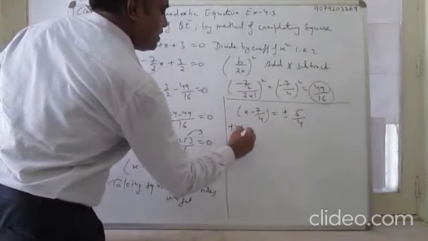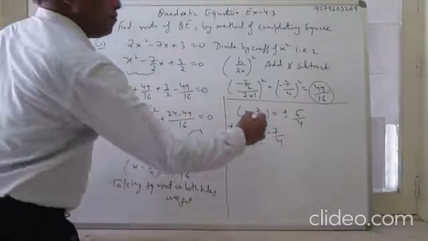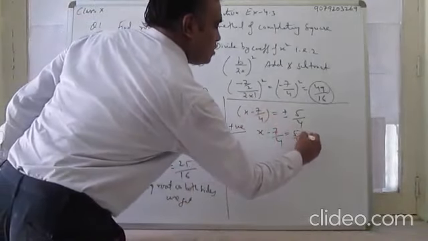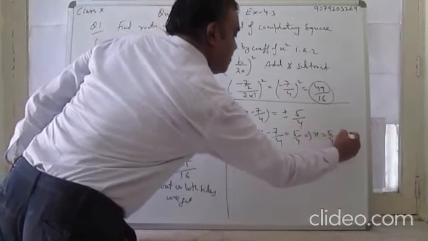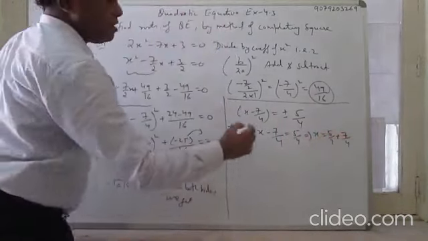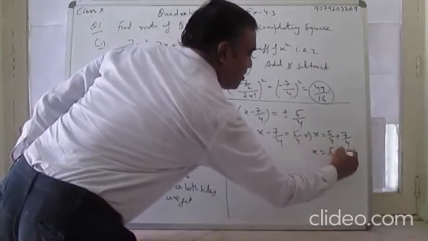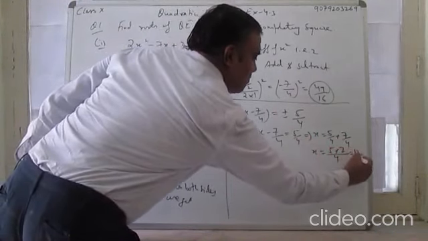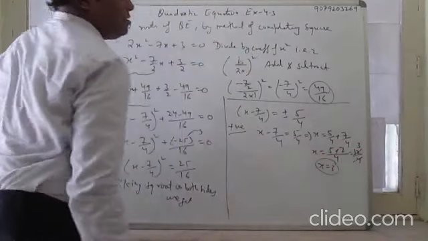If I take positive sign, it becomes x minus 7 by 4 is equal to 5 by 4. This implies x is equal to 5 by 4 plus 7 by 4. So x is equal to LCM ले लीजिए 4, 5 plus 7. It becomes 12 upon 4. It will cut 3. X is equal to 3.